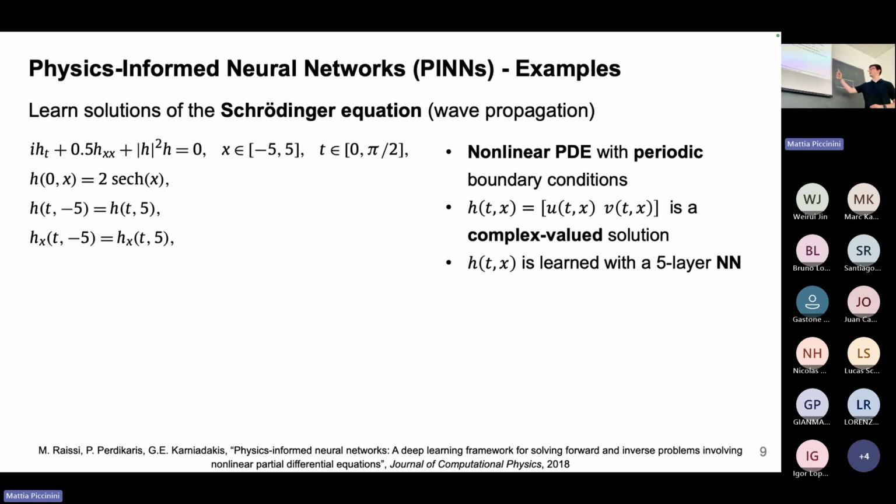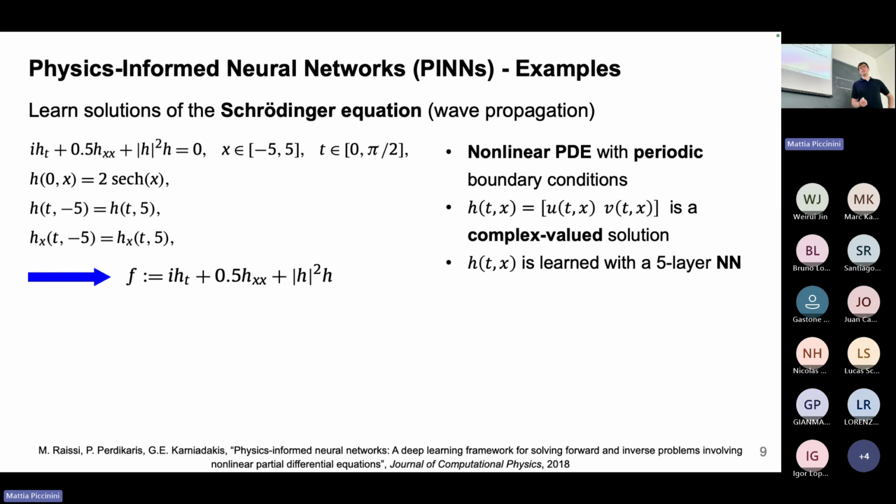In this paper, they proposed to use a 5-layer neural network. Even here, they didn't say why. They just said it works. It's sufficiently complex to contain all the complexity we need to solve the equation. Again, it's two variables. So h depends on time and x, so it's a partial differential equation.